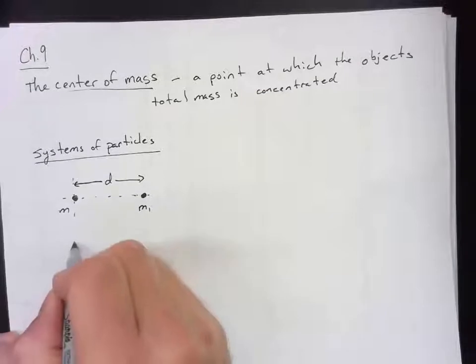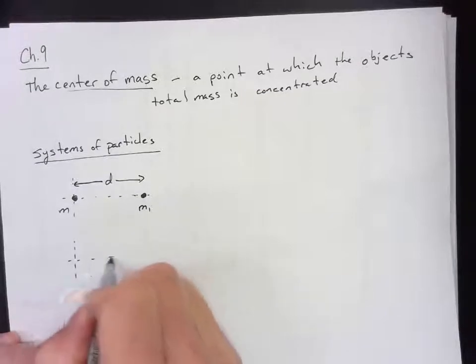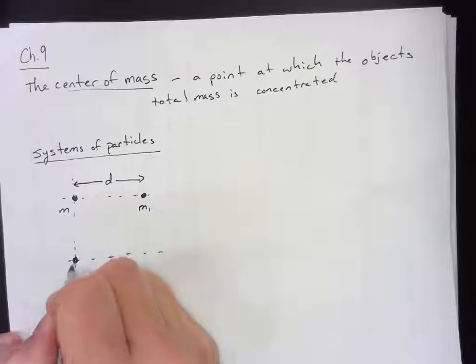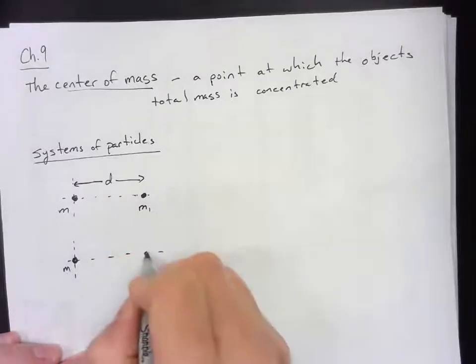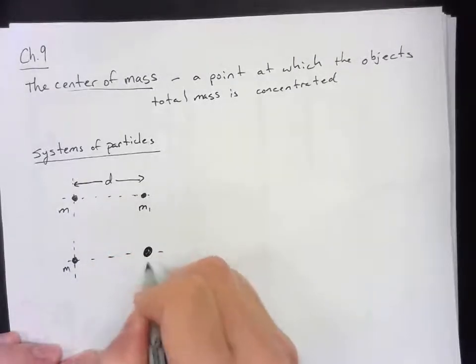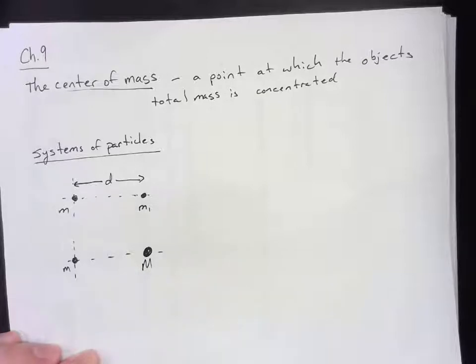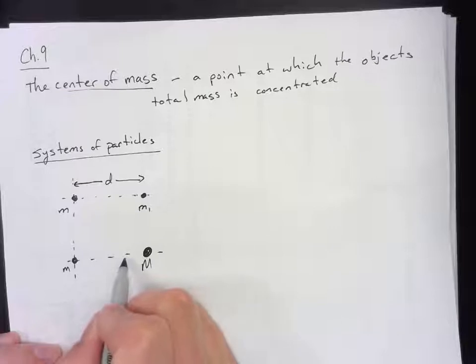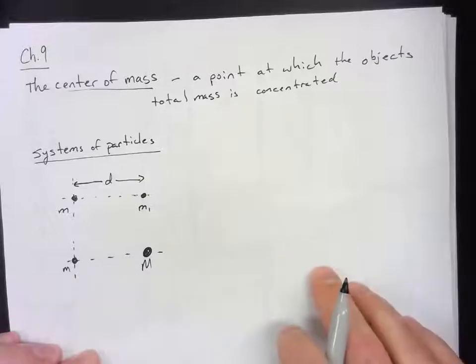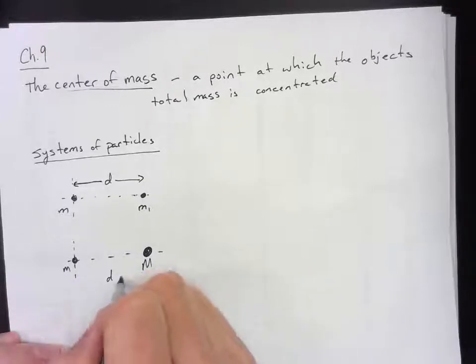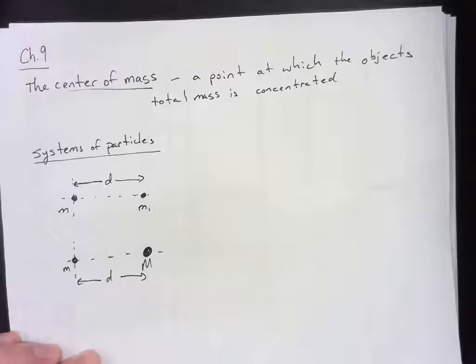But what happens whenever we have a mass m there and then a larger mass here? Well, the center of mass is going to shift towards the location where more mass is concentrated. All right, so that would just move towards big M. Now, we will have to be able to calculate exactly where that is.